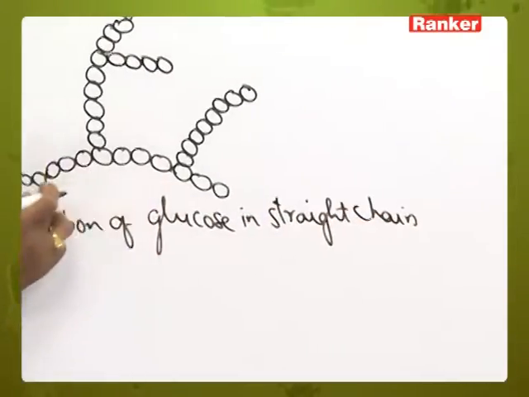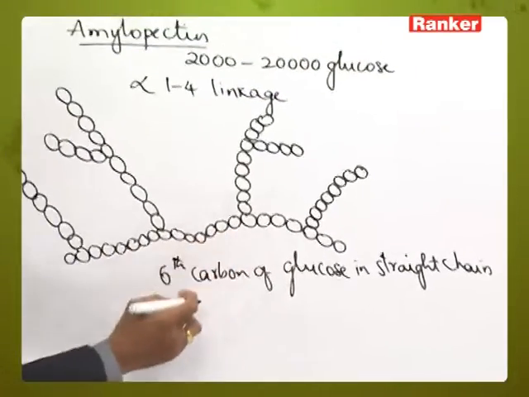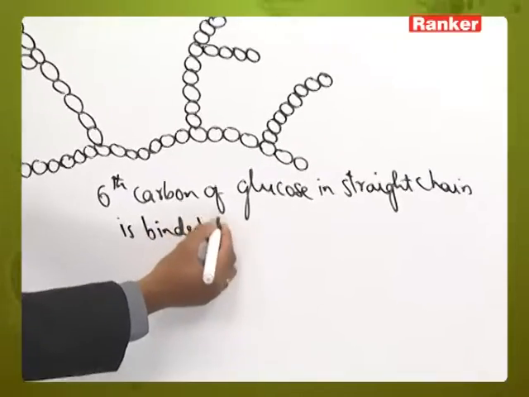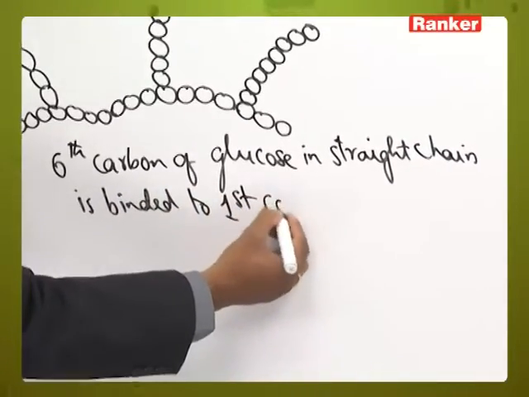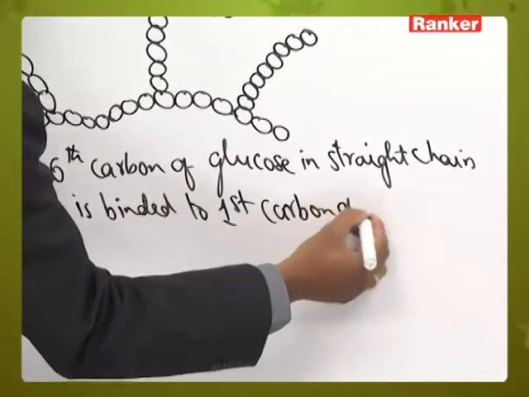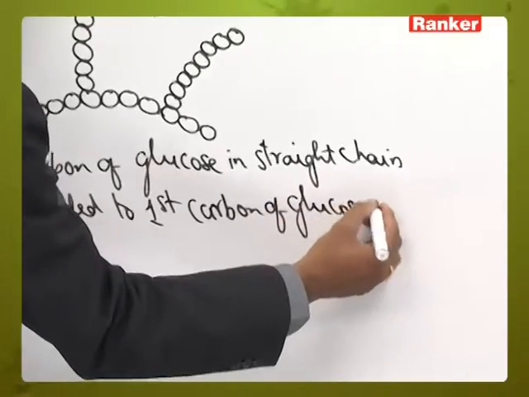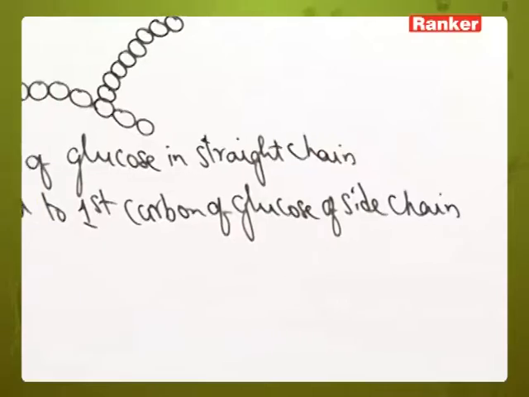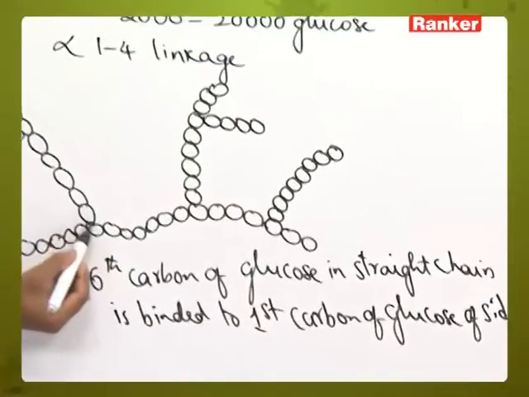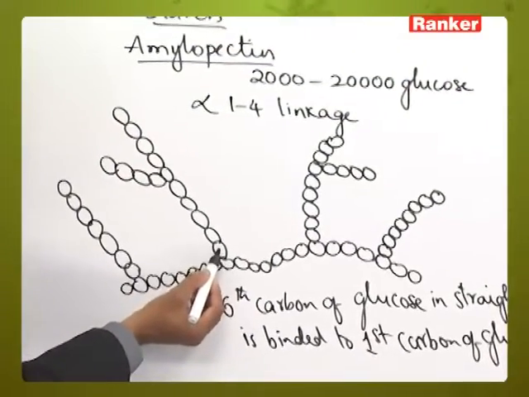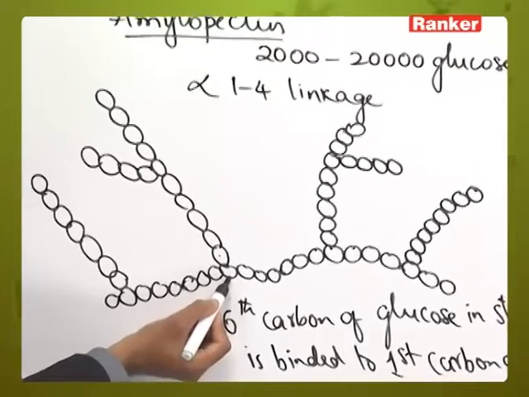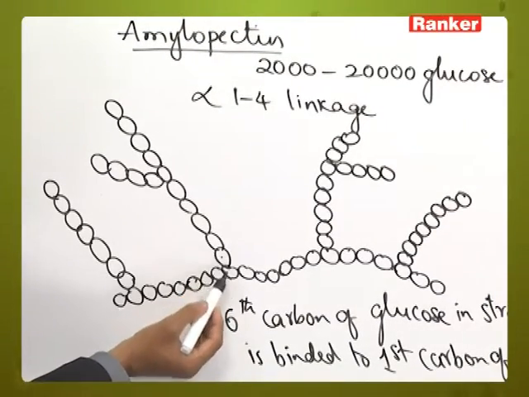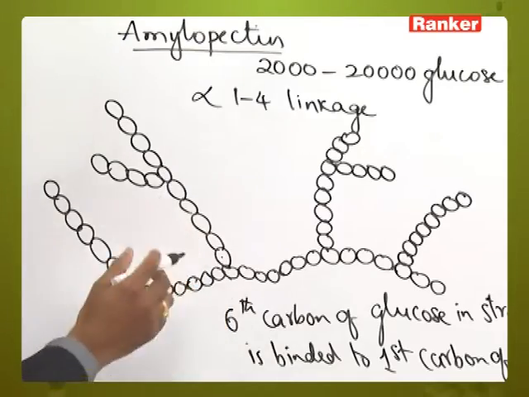So straight chain means this one, the glucose of this straight chain. The sixth carbon of glucose in the straight chain is bound to the first carbon of glucose of the side chain. That is, let's take the example here. This is a glucose of the straight chain, and this is a glucose of the side chain. The sixth carbon of glucose of this straight chain is forming a glycosidic bond with the first carbon of the glucose of the side chain.